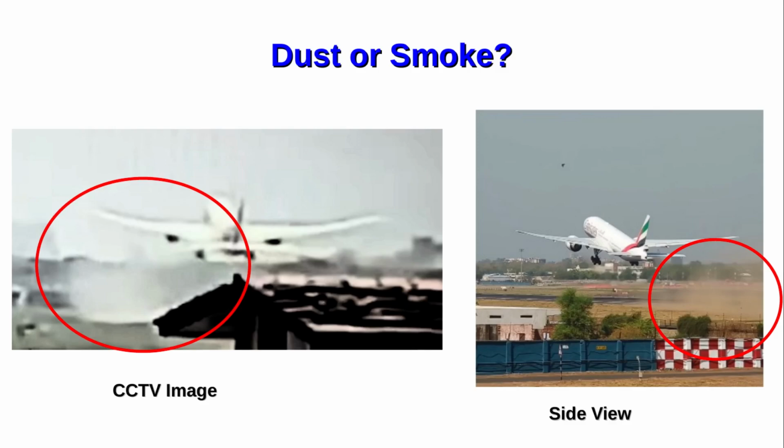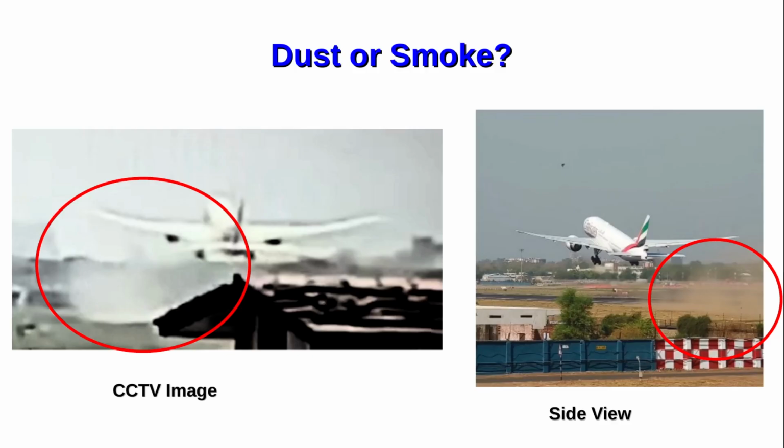Oh wait, this isn't the Air India flight. It's an Emirates 777 taking off. The cloud is just dust being kicked up by either the wake vortex from the wing of the aircraft or perhaps dust kicked up off the runway by the jet blast when the aircraft rotated. In other words, let's move along.